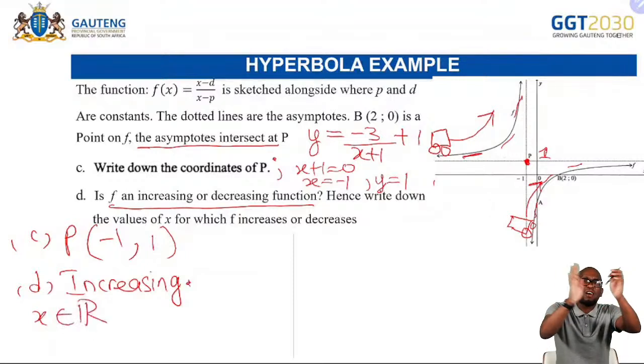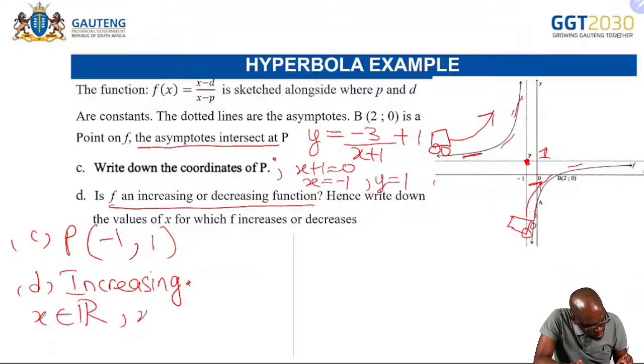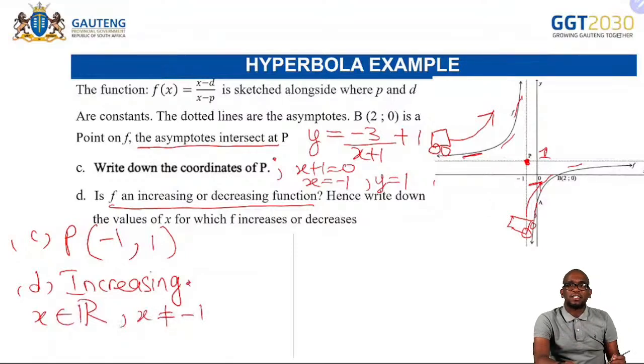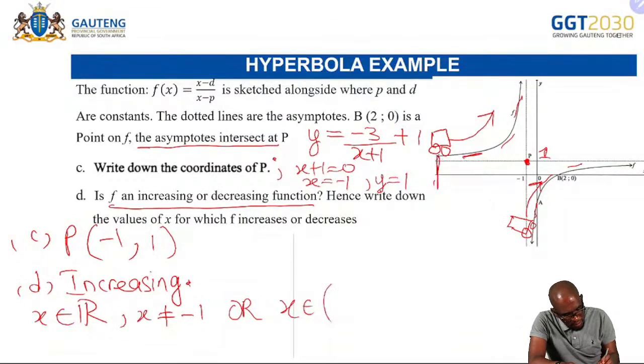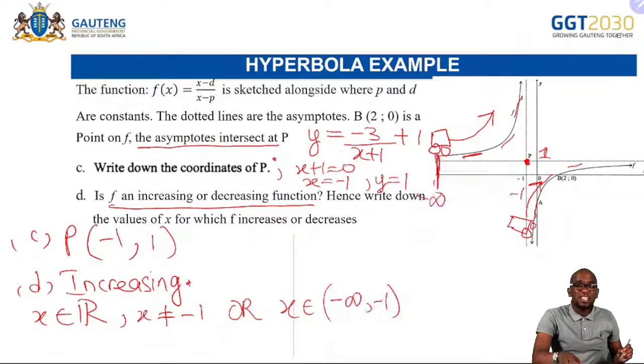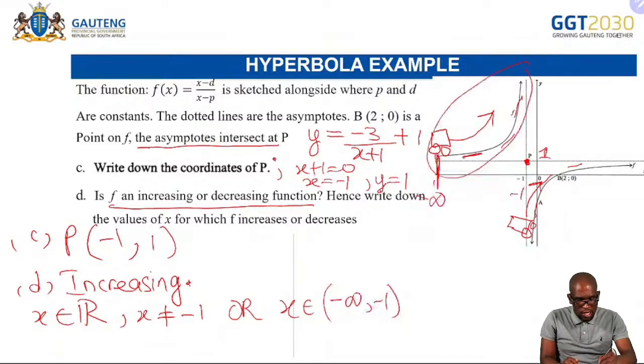It increases everywhere except at what? Except at the asymptotes, like that. So it increases everywhere, starting from negative infinity to negative 1, and then after negative 1 to infinity. So which means we can also write it this way. We can say x an element of, starting from this side, from negative infinity to negative 1. That is where this portion is increasing.